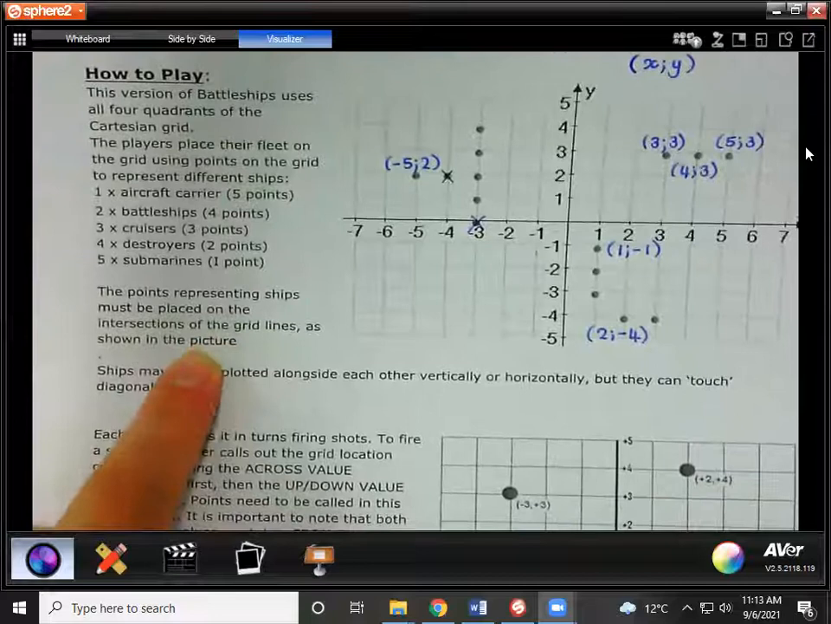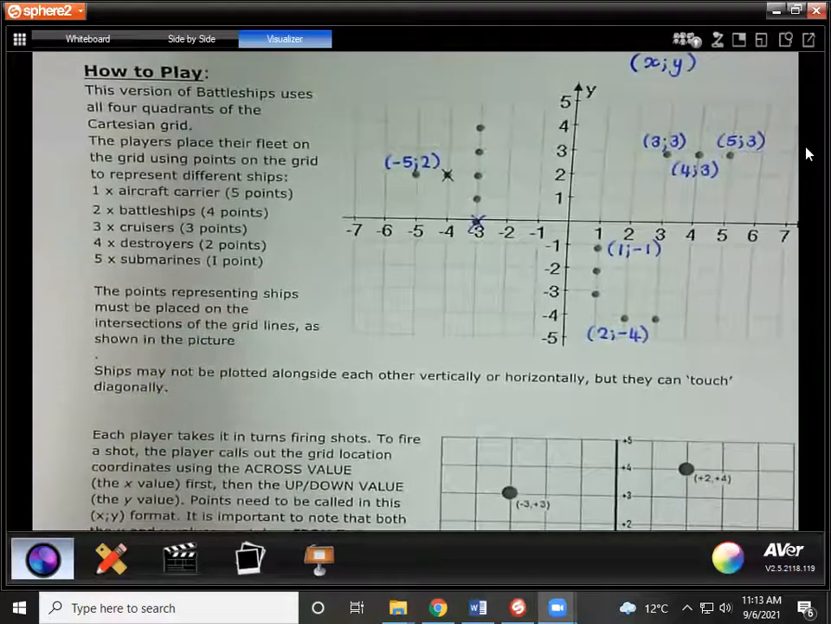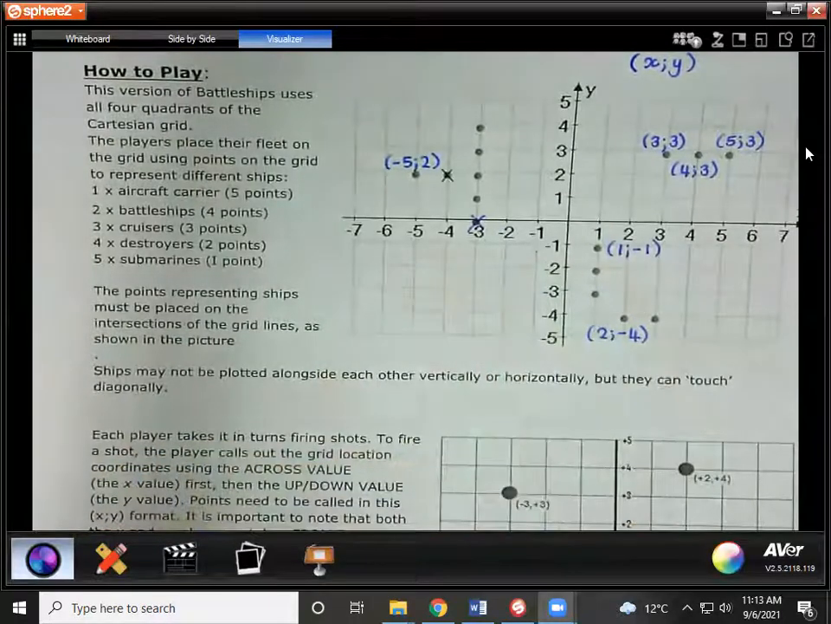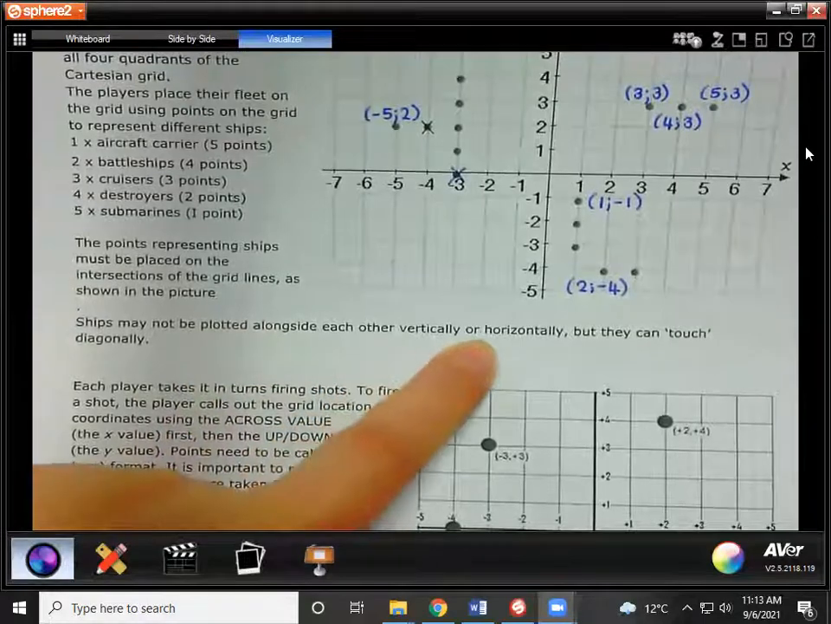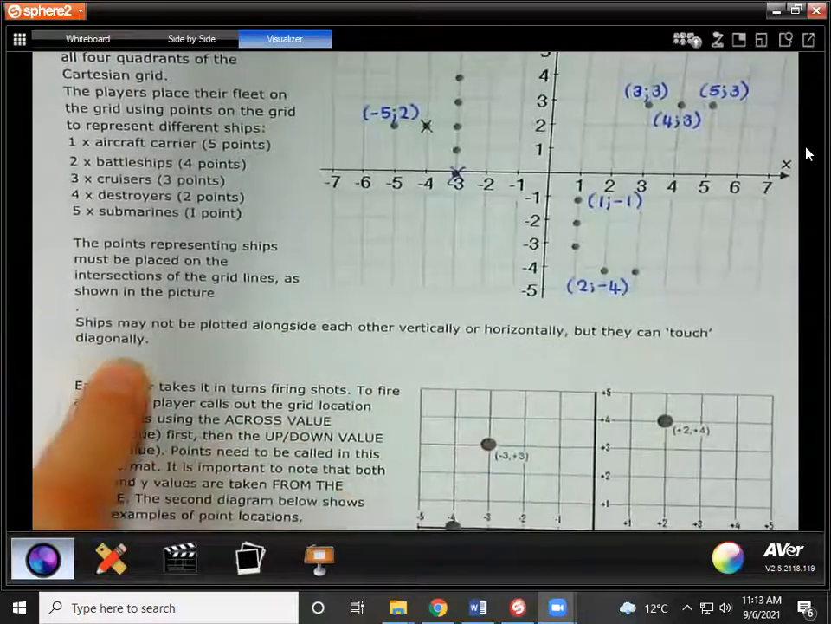In the rules it says the points representing ships must be placed on the intersections of the grid lines, so I haven't done any fractions. It's all whole numbers, so you're not going to worry about stuff in between. It's all of these grid lines. Ships may not be plotted alongside each other vertically or horizontally, but they can touch diagonally.